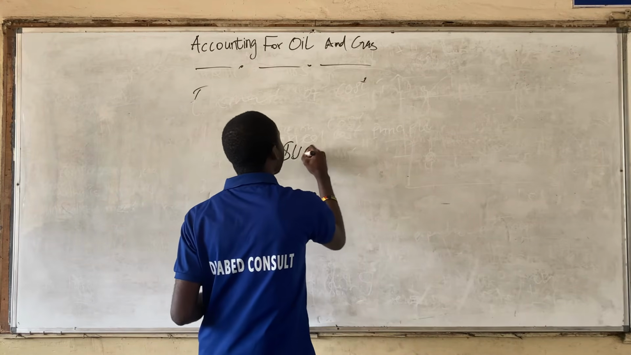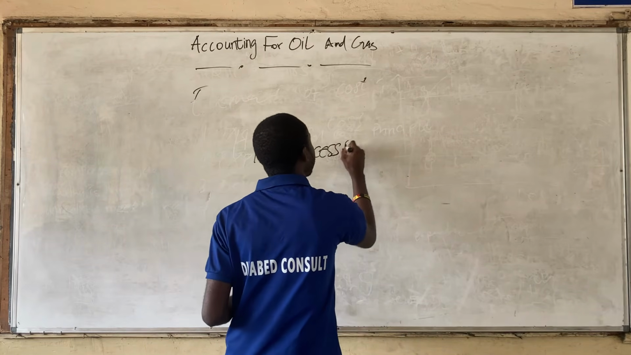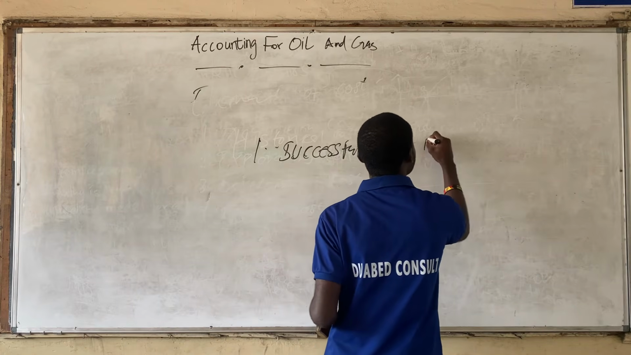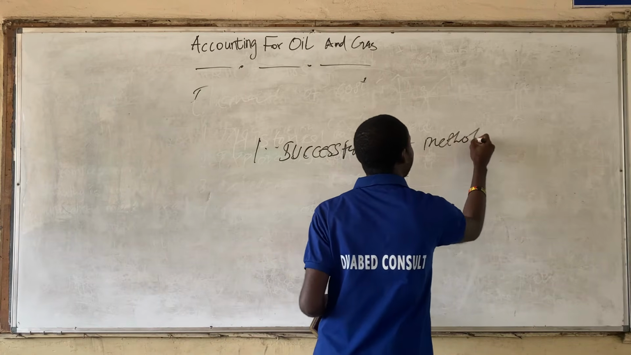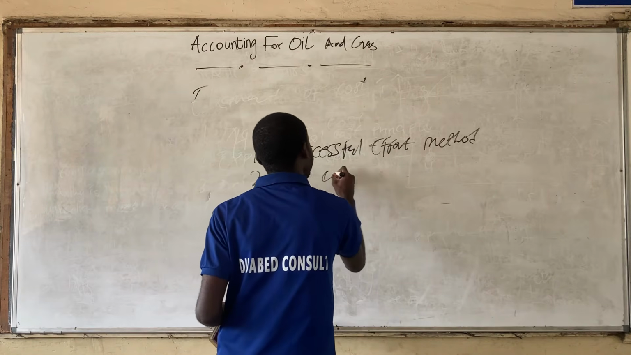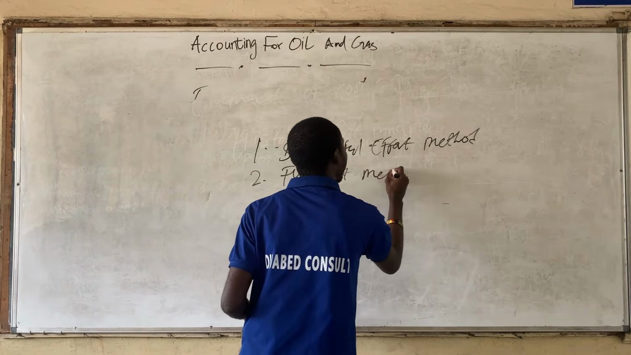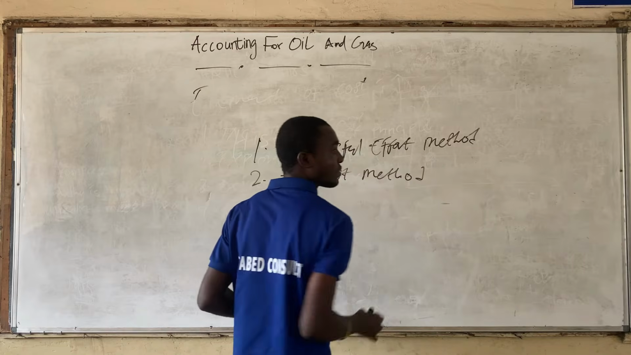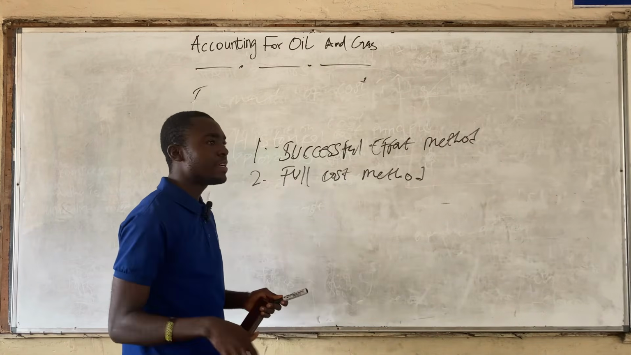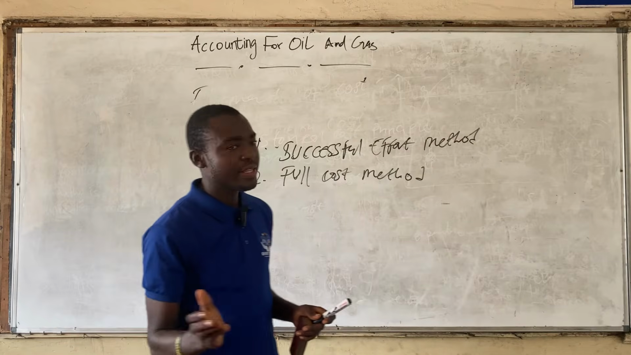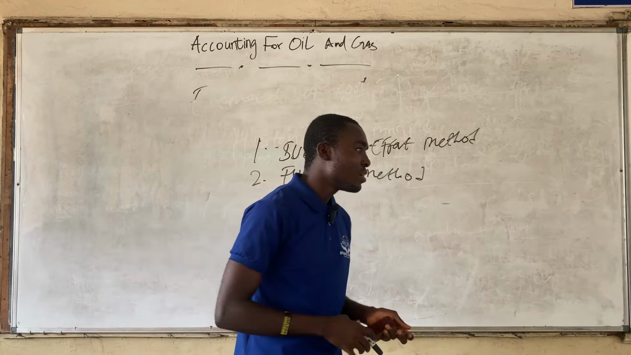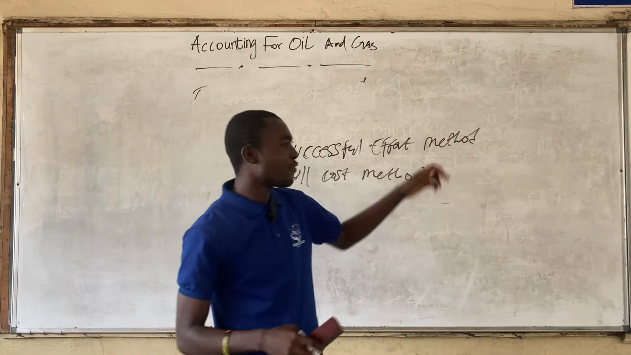That's successful effort method. And then the second one is full cost method. So we take these two methods one by one. We will look at the differences between the two and then the similarities between the two. So we are starting with successful effort method.